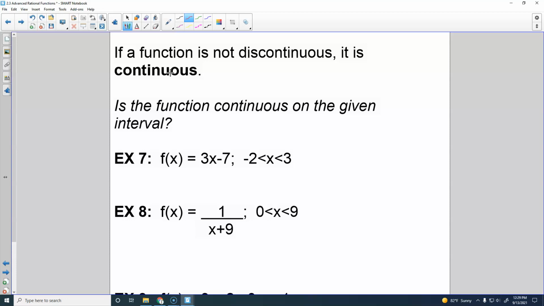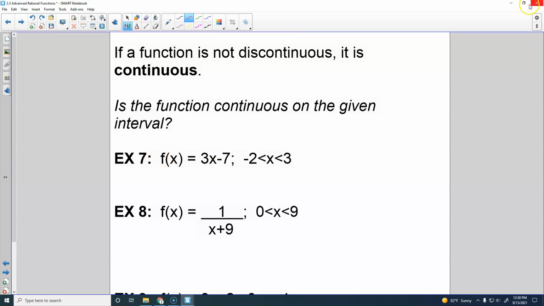So the reason I'm telling you that is because you're going to get some questions that, instead of asking you to find the discontinuities, want you to find where the function is continuous. As long as you don't have a discontinuity, then the function's continuous. So it's going to say, is the function continuous on the given interval? So I've got 3x minus 7, and I want to know on this interval from -2 to 3.